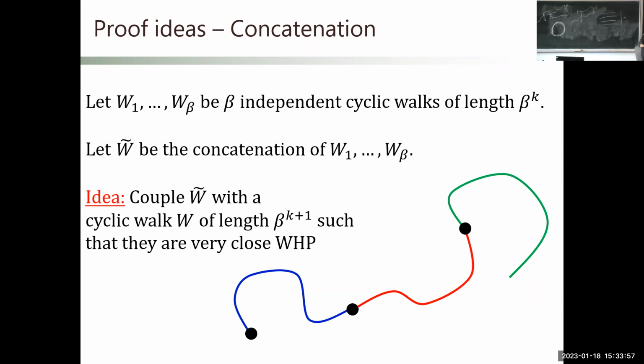Oh, okay. Let's say beta is an integer for now. So you take beta independent walks of length beta to the k plus 1. You concatenate them. Oh, okay, sure. Right, some walk of length beta to the k plus 1. Right. In what sense very close?